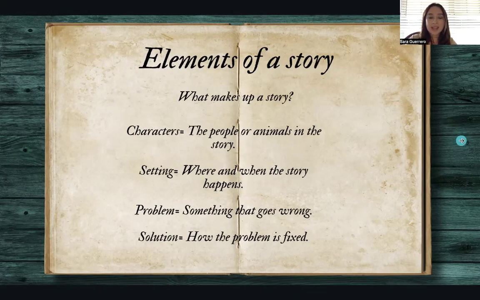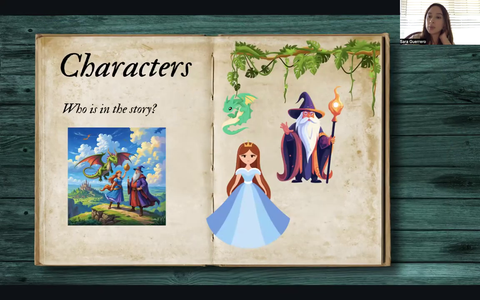So let's go into details about a character. How can we tell the characters in the story? So here we have a little example of just a picture. We can always look at the pictures, at the cover page. We can look at what the pictures tell. We always know that illustrations give out a lot of the story. So who is in the story? Here we have a picture of a dragon, a wizard, and a princess. That's who is in the story.